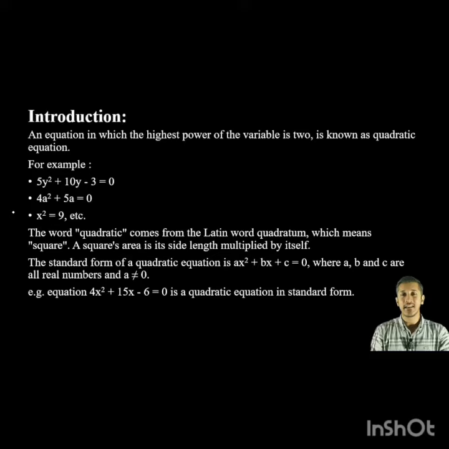having highest power 2. Now the standard form of a quadratic equation is ax square plus bx plus c equal to 0, where a, b and c are real numbers and a is not equal to 0. Very important, students. Here a cannot be equal to 0. The reason is because if a becomes 0, the whole equation won't be a quadratic equation. It will become a linear equation.